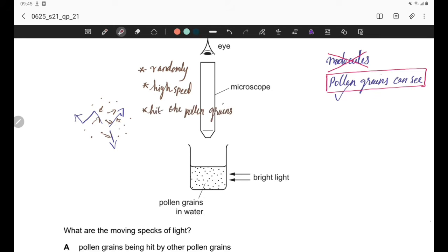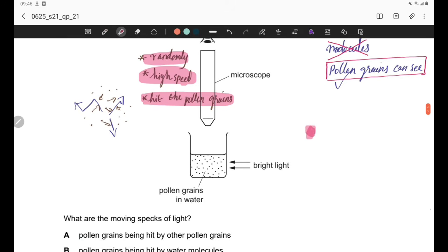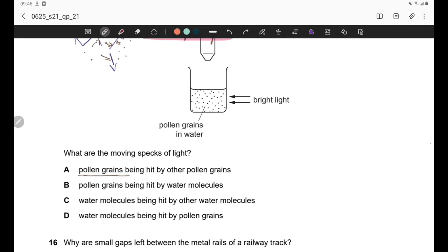So because of this, the pollen grains are moving in random directions. The reason is these pollen grains are being hit by randomly moving liquid molecules with very high speed. They hit the pollen grains, so the pollen grains also move in random directions. So we can conclude that we can see only pollen grains, but they are being hit not by other pollen grains but by water molecules. So pollen grains being hit by water molecules is the correct answer.